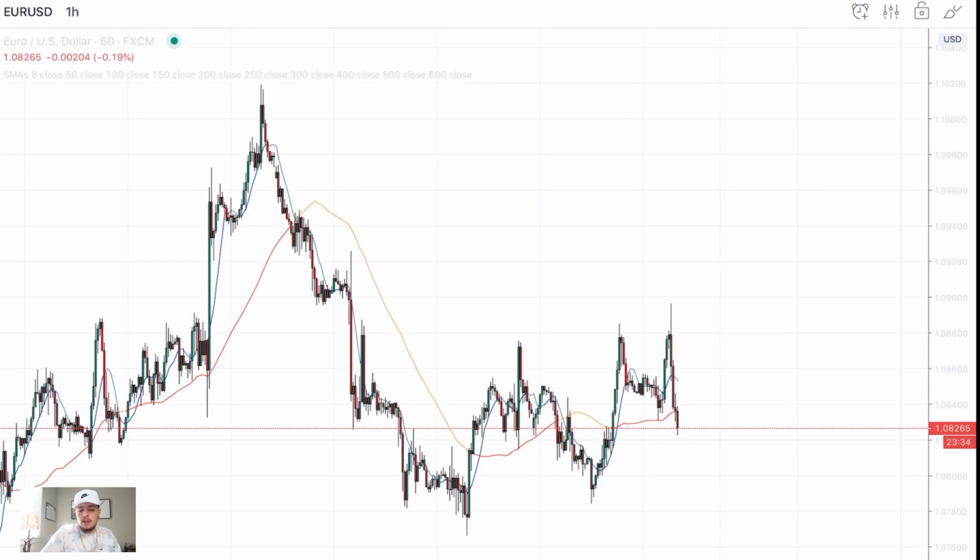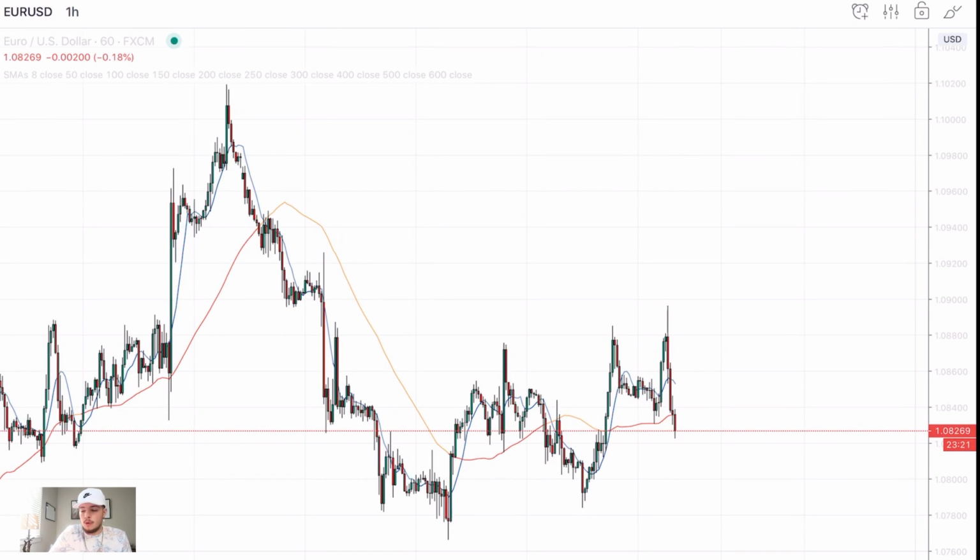Alright guys, so let's go ahead and look at how I set up my charts. I'm just gonna go over different zones, maybe some trend lines and stuff like that, so you guys can see exactly what it looks like when I actually set up charts. So, first things first, we're gonna go ahead and plot our support and resistance zones.